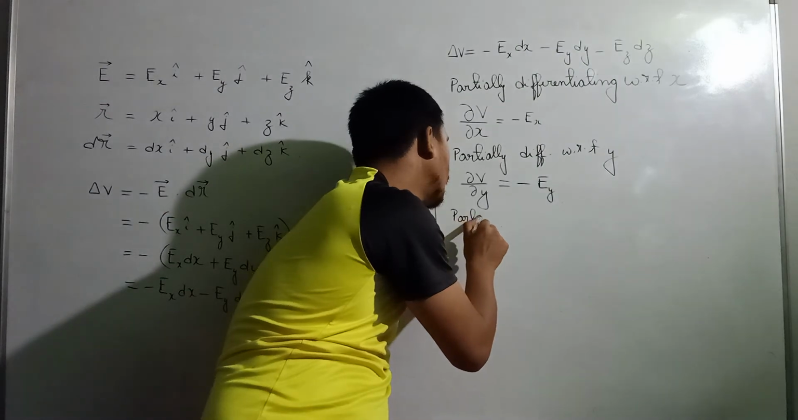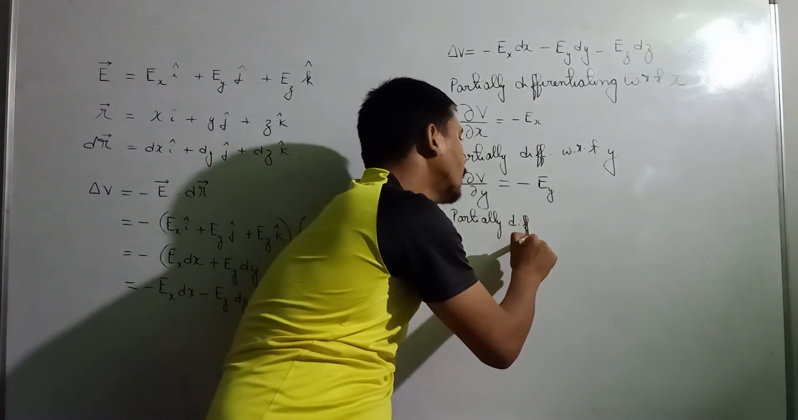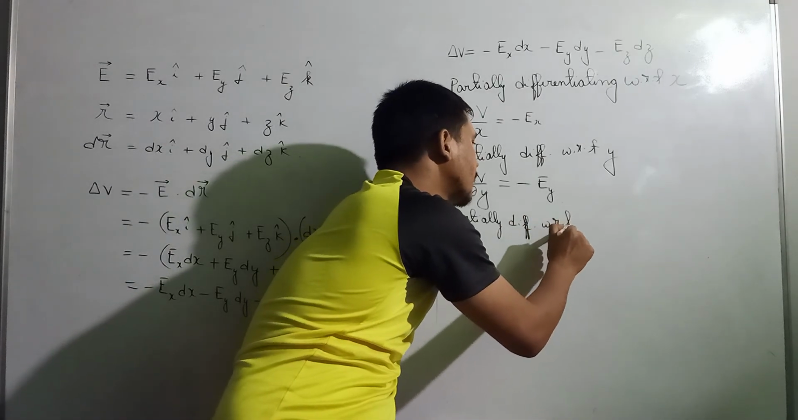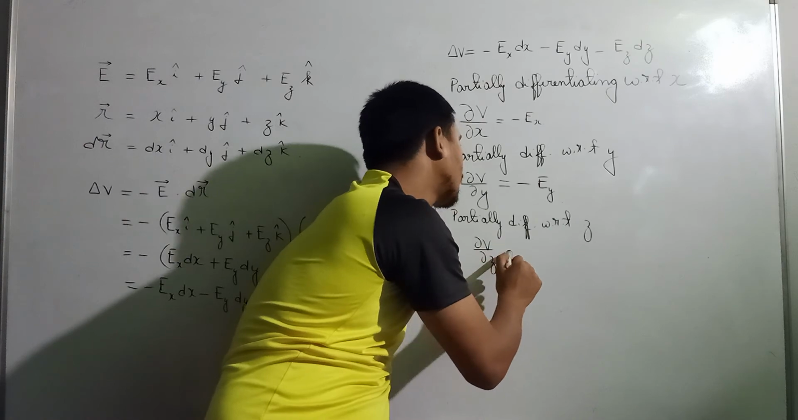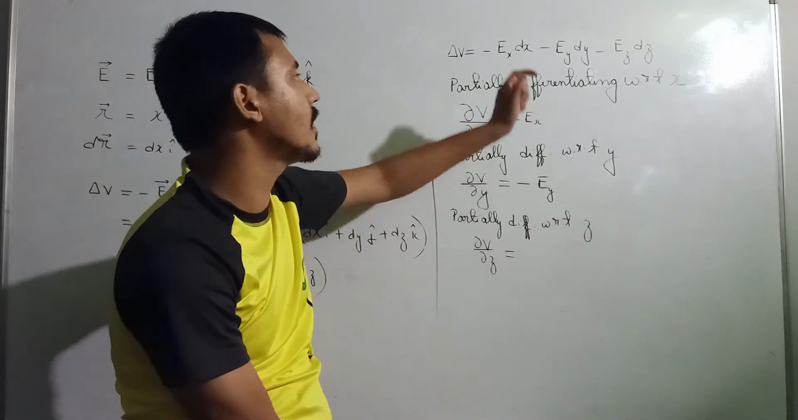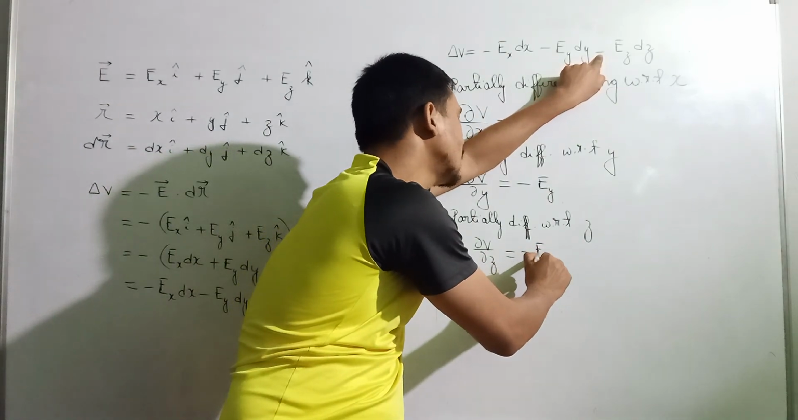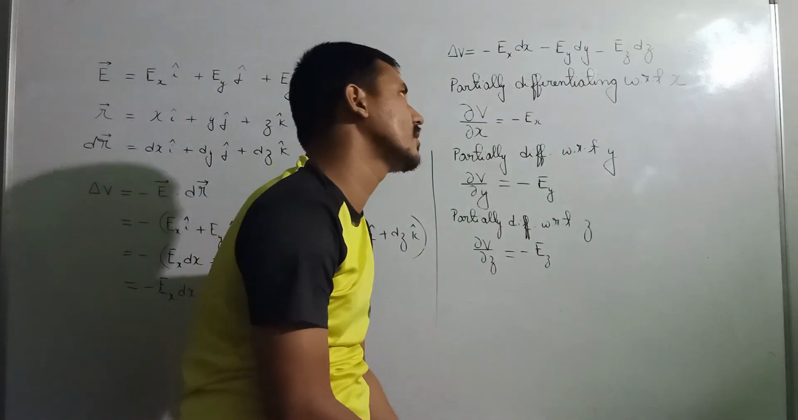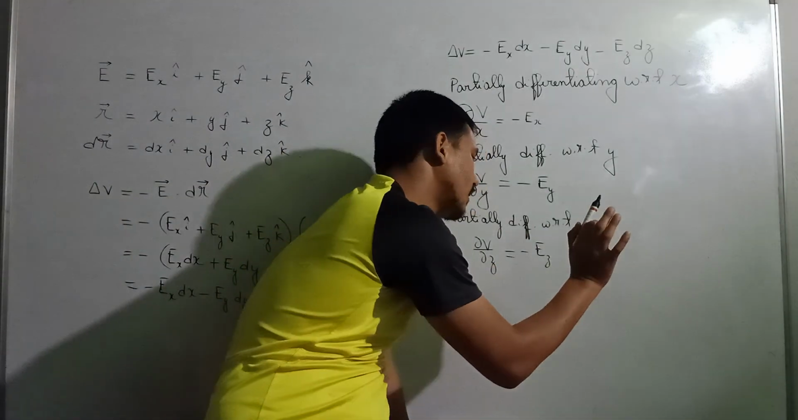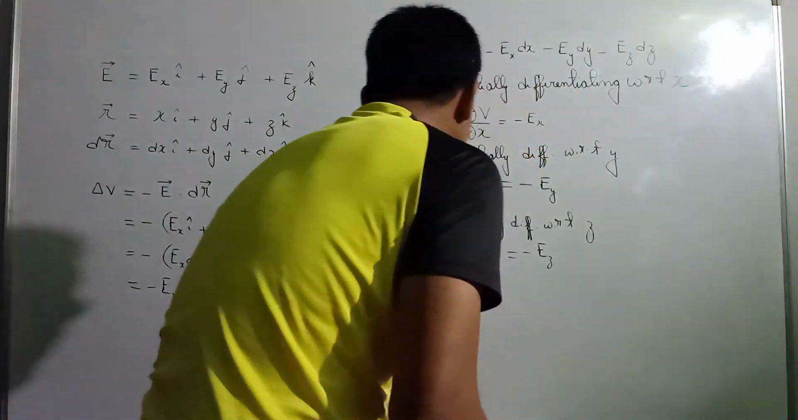Similarly, partially differentiating with respect to z, then we have del v upon del z will be equal to, I have to consider x and y as constants. So minus ez dz upon dz, because differentiating with respect to z. So dz will cancel out each other. Okay?